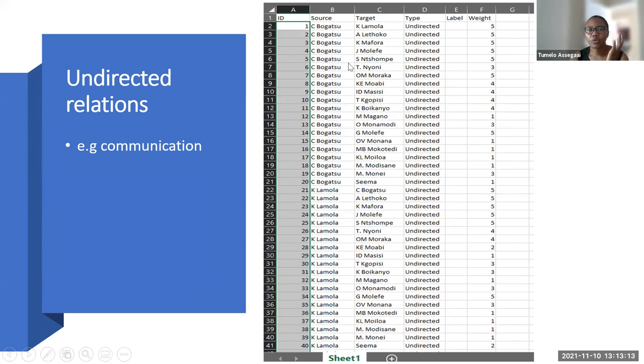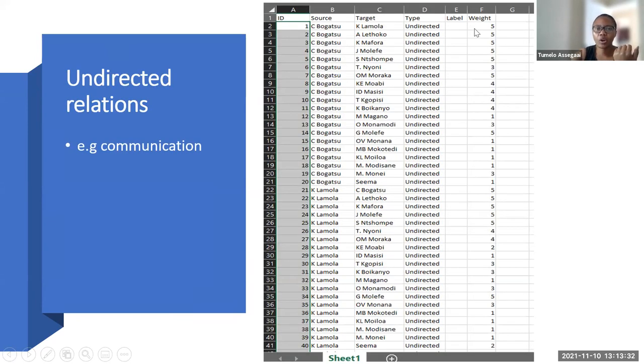So when it comes to the communication part, where the participant was asked how often do you talk to certain people, and they put numbers, this is how you would capture that data. You would capture it and put the relevant numbers under weight.